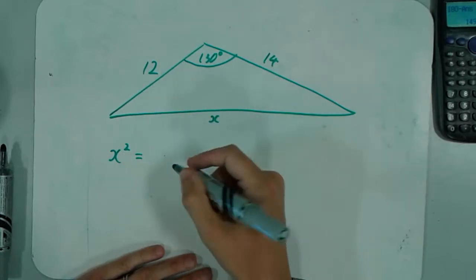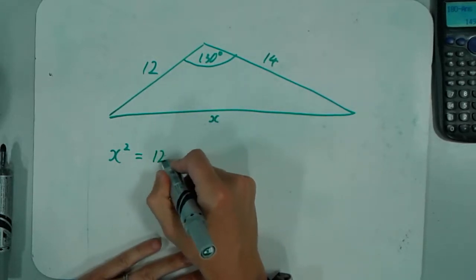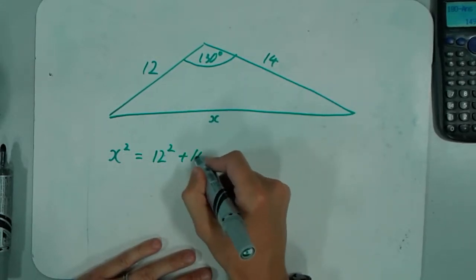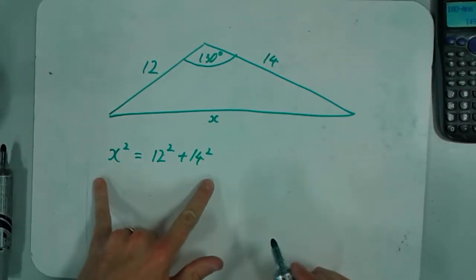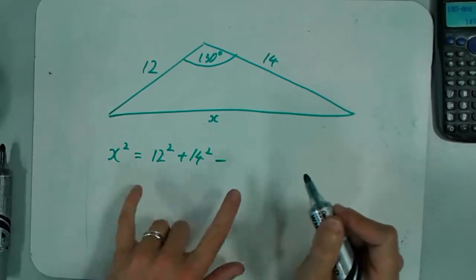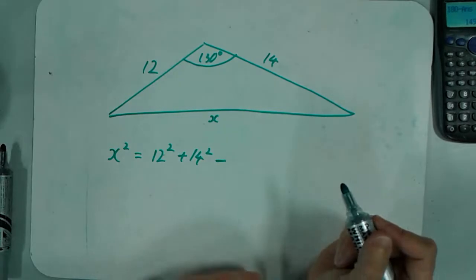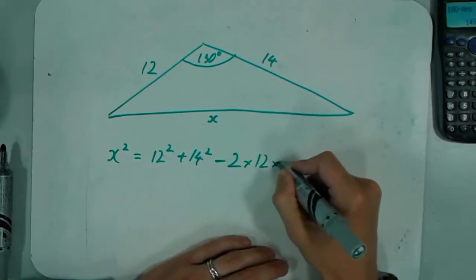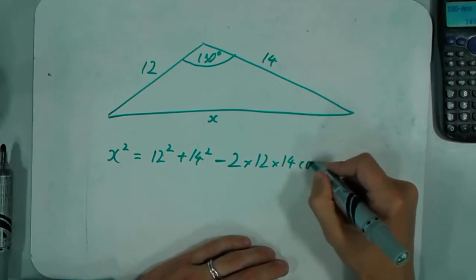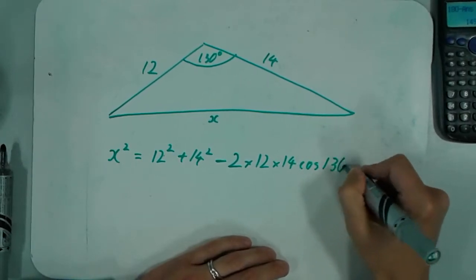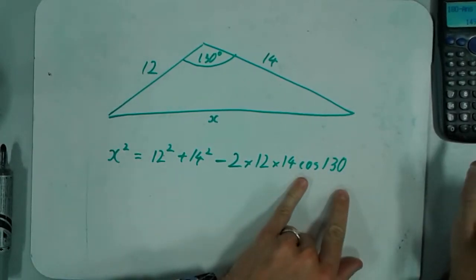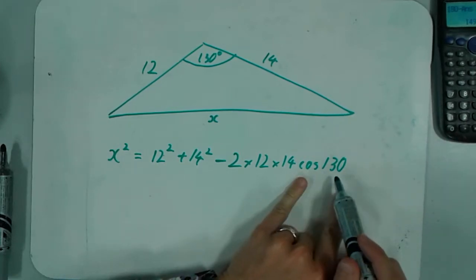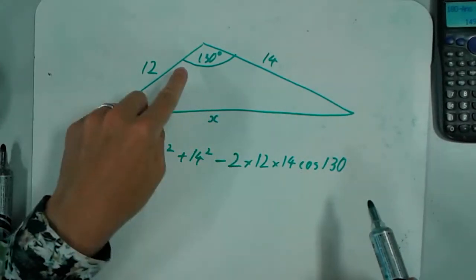equal to the squares of the other two sides added together. So you see, looking like Pythagoras' theorem at the moment. However, there's this adjustment factor because we do not have a right angle here. If we just have a quick look at this, we know that cos of 90 is 0.